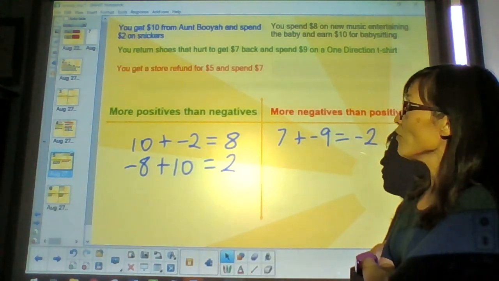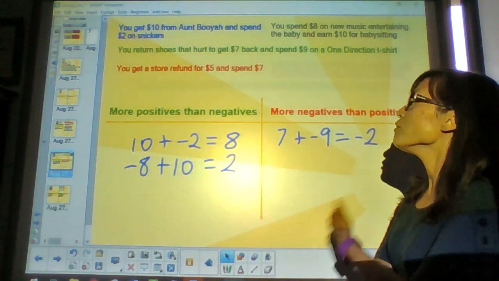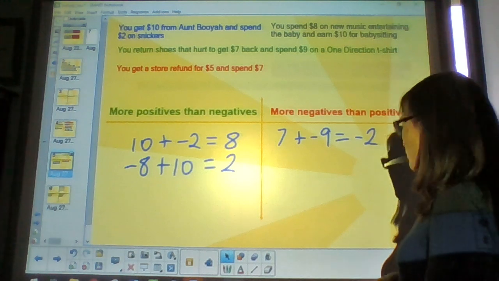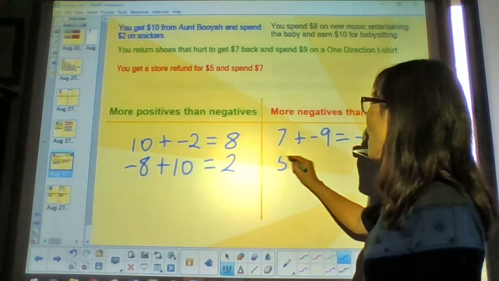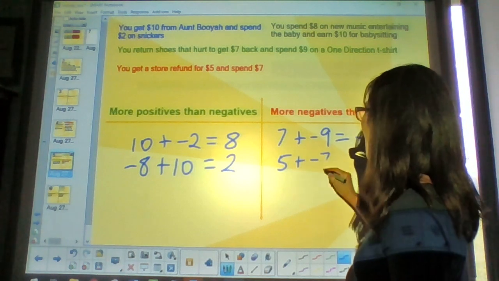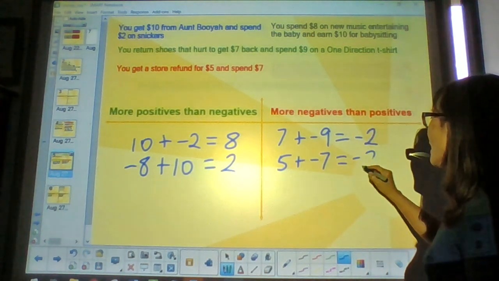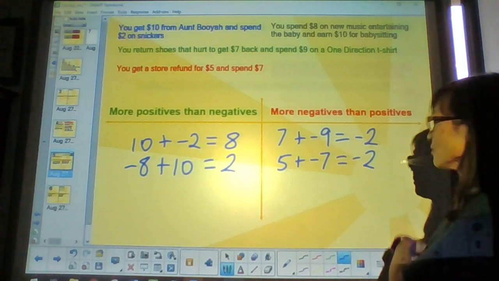You get a store refund for $5 and you spend $7. So once again, I get $5, but I end up spending more money than I have, and I am in debt $2 right there.